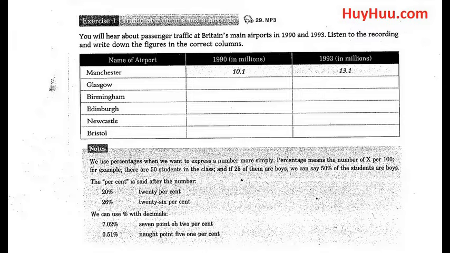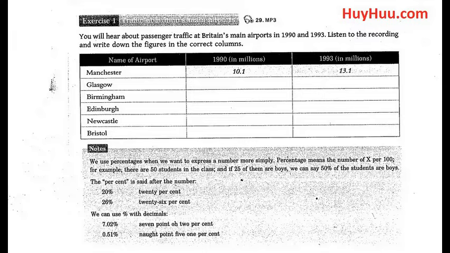At Edinburgh Airport, the number of passengers was 2,005,000 in 1990. But in 1993 it handled about 2,009,000 passengers. At Newcastle Airport, the number of passengers was 1,006,000 in 1990. In 1993, this airport handled 2,001,000 passengers. In 1990, Bristol Airport handled 8,000 passengers. In 1993, the number of passengers had increased to 1,001,000.